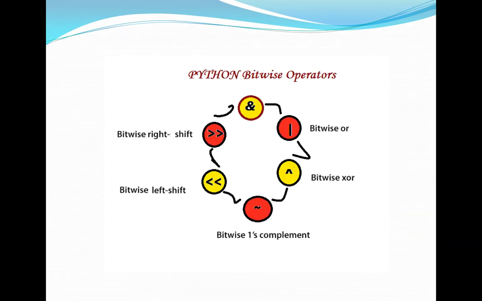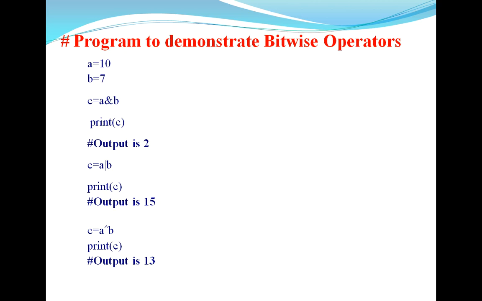Then I have given a last program, that is A is equal to 10, B is equal to 4. You have to calculate C is equal to A and B. I have already given the result, the output is 2. Then you will calculate C is equal to A pipe B, that means OR, the output will be 15. C is equal to A caret B, that is the XOR sign. Then B left shift I have used, then B right shift, then negation of A. All the outputs I have already shown you on the screen.